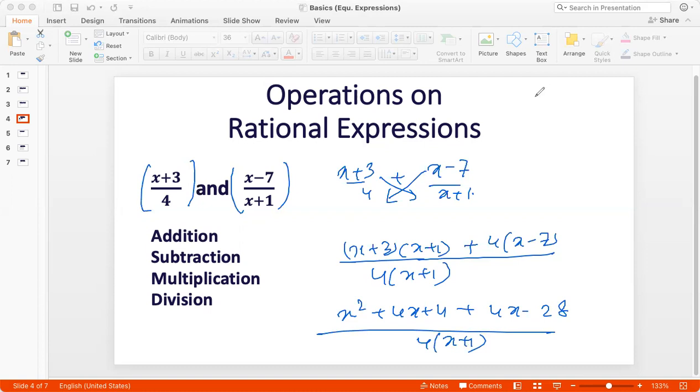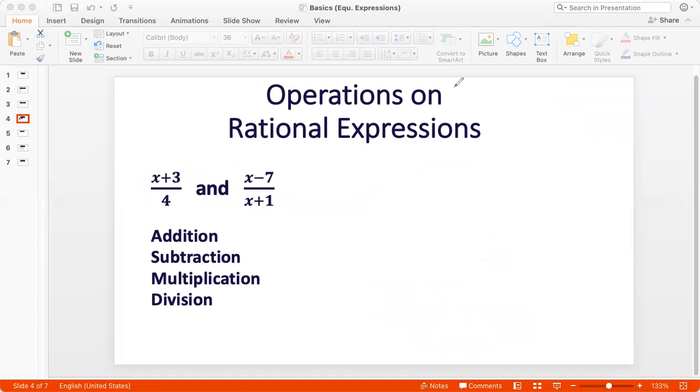So I'll write it here. So that becomes x squared plus 8x minus 24. The numerator becomes x squared plus 8x, 4x plus 4x minus 24 divided by 4x plus 4, right? So that's addition. Subtraction is similar, except for the plus, we would use a negative. So that's the same. Okay, multiplication.